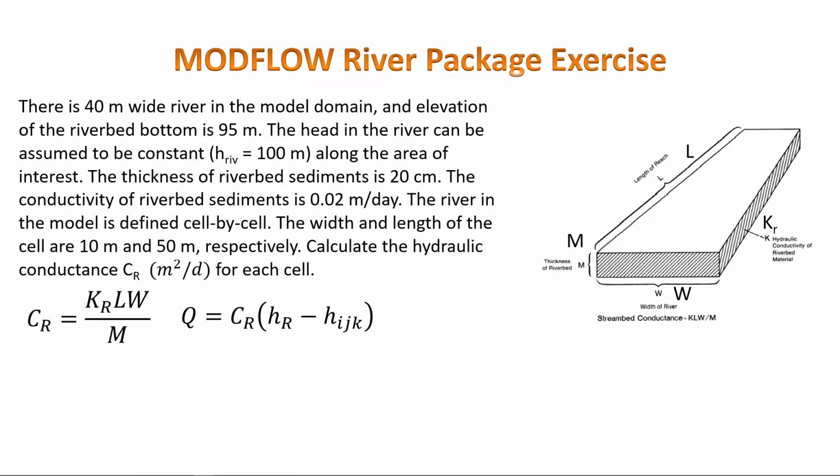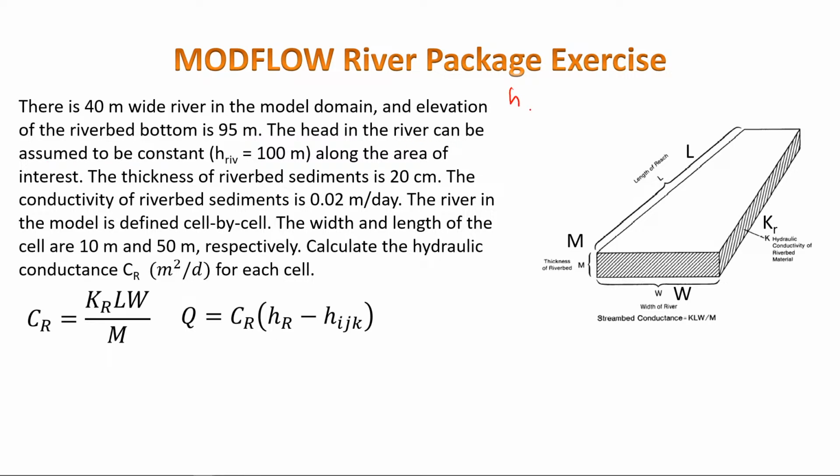It's called fault conductance. So let's solve a problem. Yeah, let's do a problem. This is from your projects that you will be doing. There is a 40-meter-wide river in the model domain. The elevation of the riverbed bottom is 95. The head in the river can be assumed to be constant.